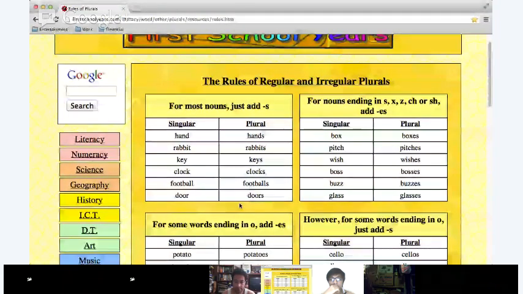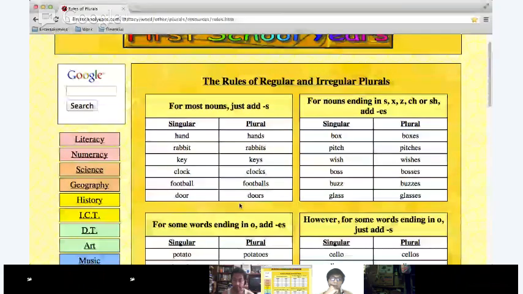Okay, teacher. The rules of regular and irregular plurals. For most nouns, just add S. Singular, hand. Can I say singular, plural, or only singular and plural? All you would need to do is just read the words, and that would be fine. Okay. Singular, hand. Plural, hands. Singular, rabbit. Plural, rabbits. Singular, key. Plural, keys. Yep, keys. Good. Clock, clocks.